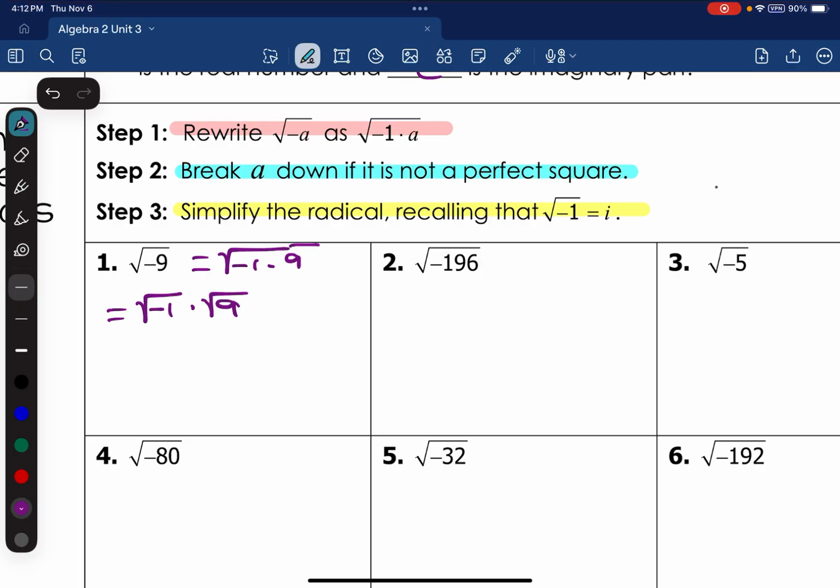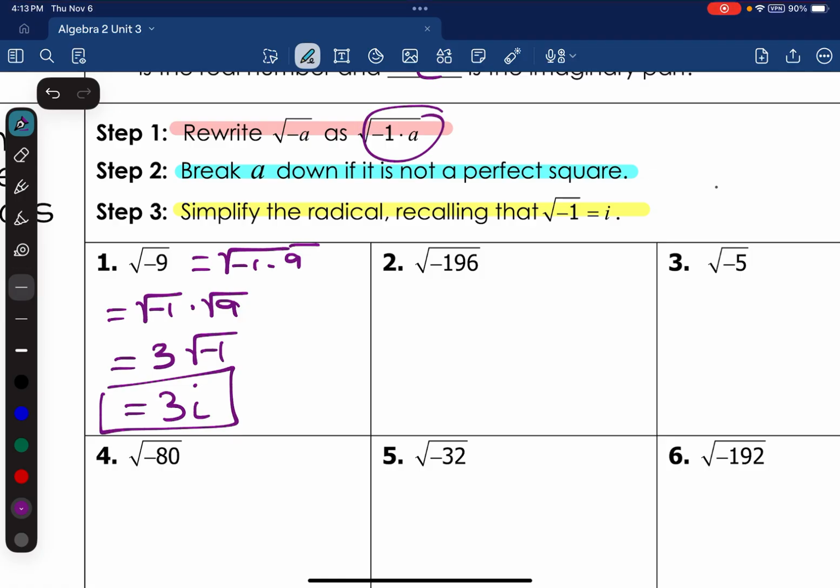So now, we're going to break down our perfect square radical. So we have that negative 1. 9 is a perfect square, so radical 9 is really 3. And then we have radical negative 1. Well, radical negative 1 is i, so the answer to this is 3i.